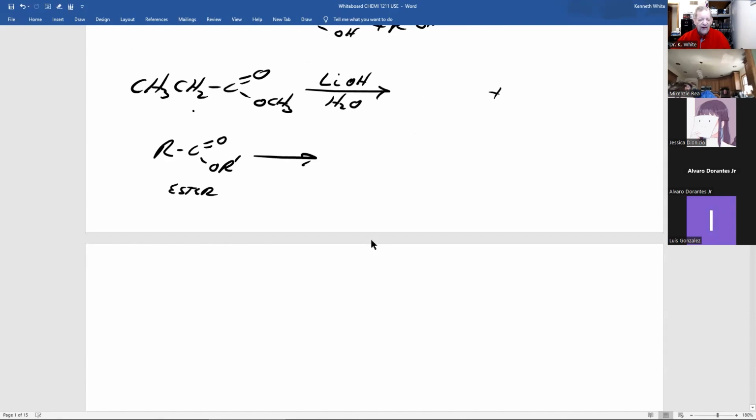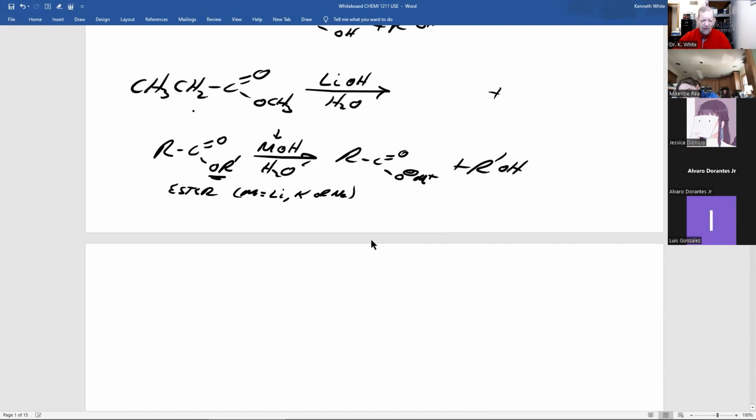What's LiOH? Lithium hydroxide. It's a base, MOH. Water, well, you know what water is. And remember, M can be lithium, potassium, or sodium. Doesn't matter which order you write it. And you get not the carboxylic acid, but because you're in base, you get the carboxylate anion of the carboxylic acid you would have used to make that ester plus the alcohol.